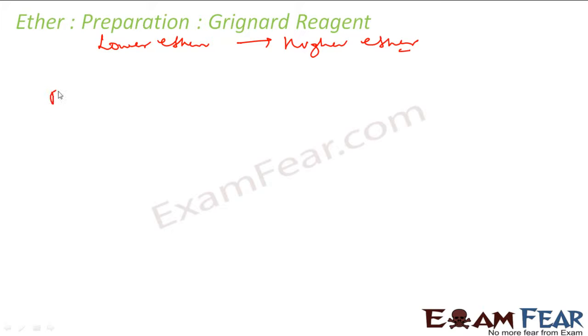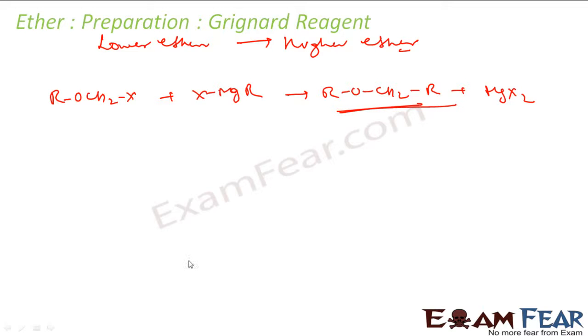For example, let's suppose I have ROCH2X, and then you have RMgX. So when you react this, you get ROCH2, and instead of X, the whole R group is attached here, plus MgX2. This is my bigger ether.